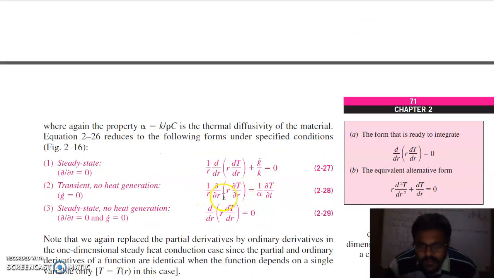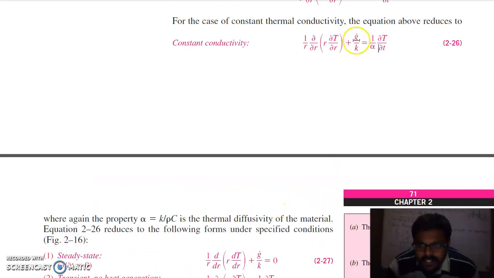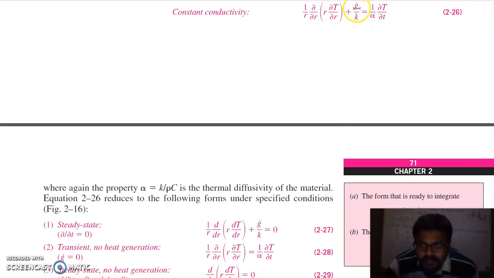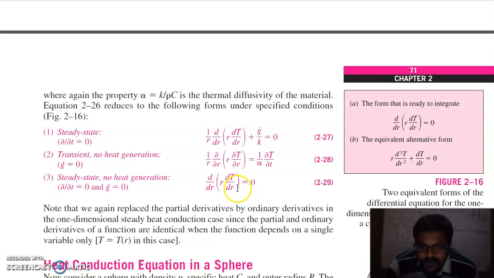For transient, no heat generation, this term becomes 0, heat generation is 0. This component will become 0 and you will get this equation. And steady state, no heat generation, both terms will become 0. This term and this term will become 0. You will get this equation.